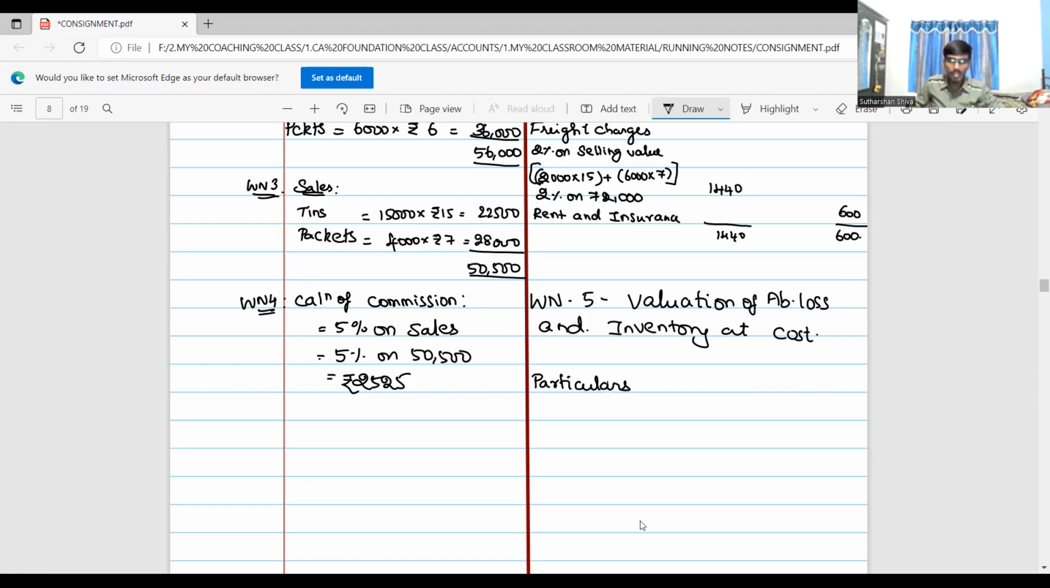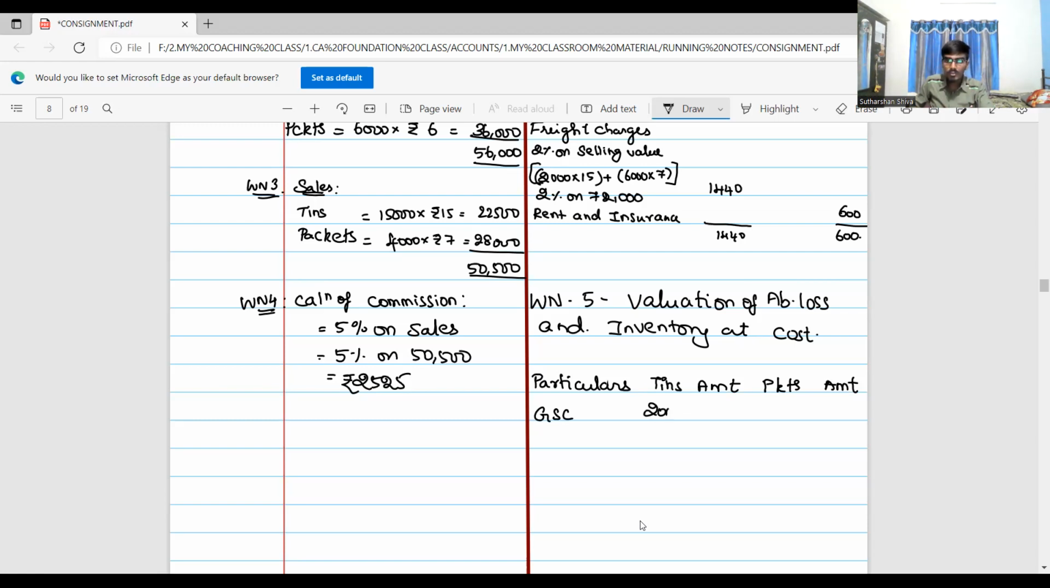First, in this question itself, you need to write particulars: tins, amount, packets, amount. You need to bifurcate based on the question. If the question says 2 products, you should bifurcate your valuation on 2 products. The purpose of bifurcating into tins and packets is that in your question there is a loss only in tins, not in packets. If we mingle both of them, we could not find the correct answer. So we should bifurcate your answer.